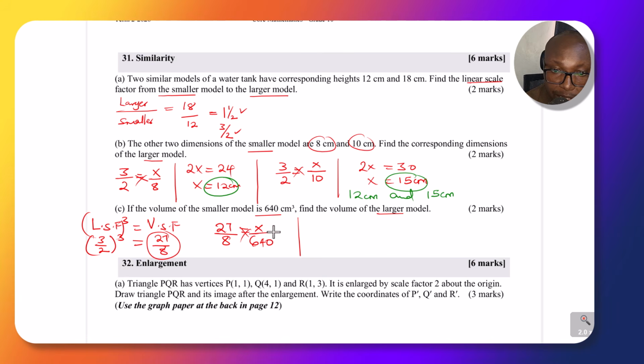So cross multiply, 8 times x, you get 8x is equal to 27 times 640. These will give 17,280. Then to get x, you simply divide both sides by 8. So when you divide that by 8, that gives 2160 centimeters cubed. So that is how you're supposed to work out that question.